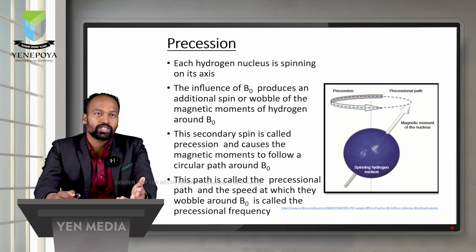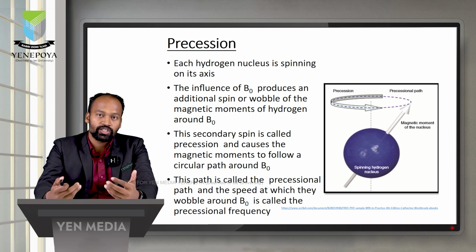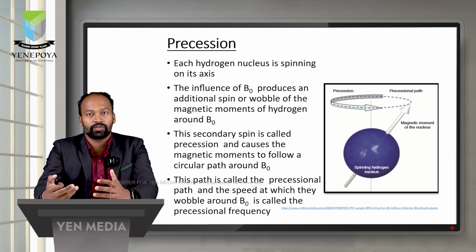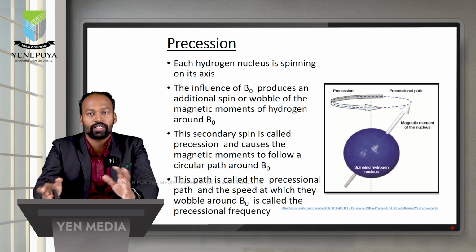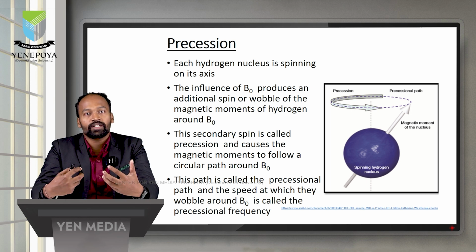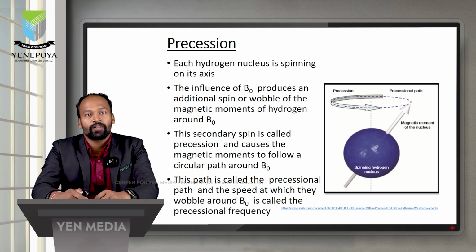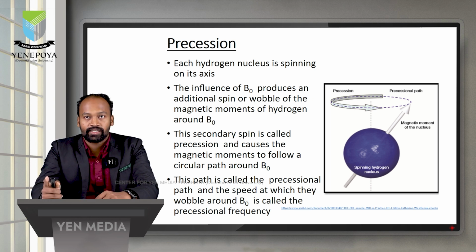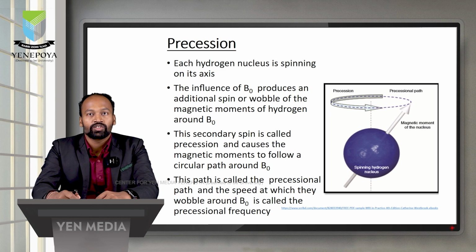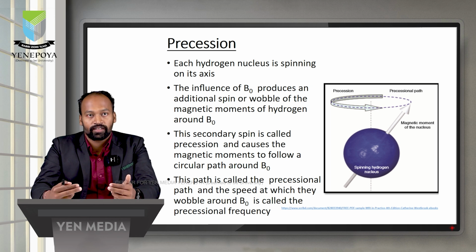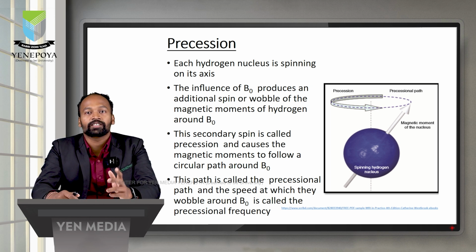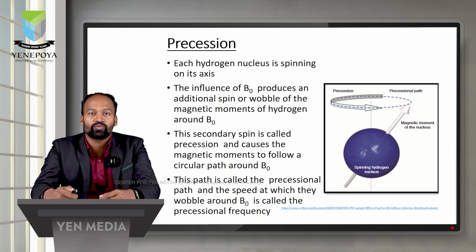Next, coming towards the precession. Each hydrogen nucleus is spinning on its axis, that we know, because atoms which already have charge and motion will already be spinning, due to the electrons spinning and the motions of the hydrogen nuclei. The influence of the external magnetic field, or the static magnetic field, produces an additional spin around the hydrogen nucleus. We can see in the picture that the spinning of the hydrogen nucleus is already happening. The additional spin that we are giving is known as precession, and it causes the movement to follow a particular path.